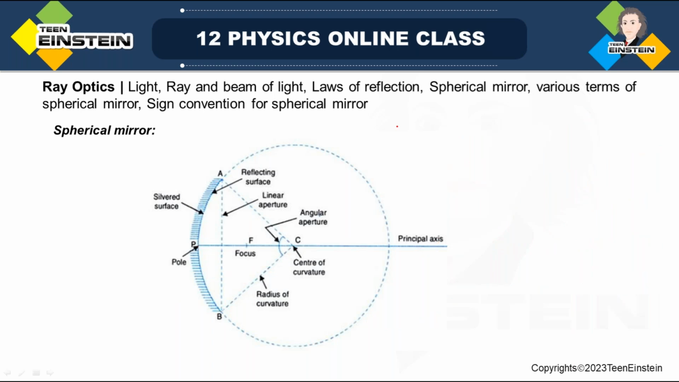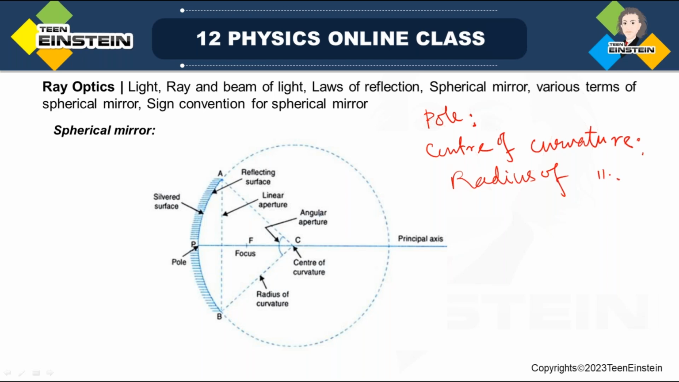So what are the terms we have so far learned? Pole, geometrical center, then we have learned center of curvature, that is the center of the sphere itself, then radius of curvature, then we have learned principal axis.